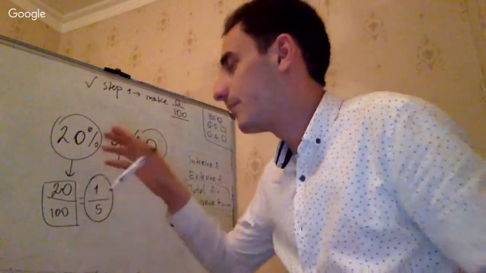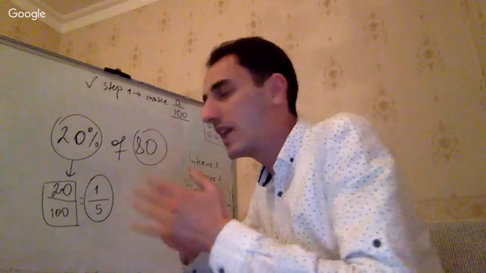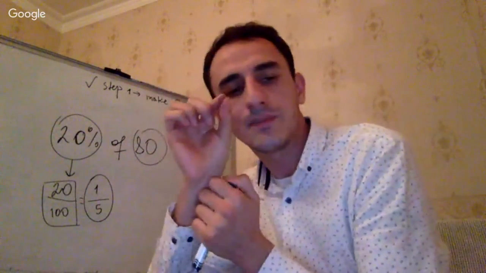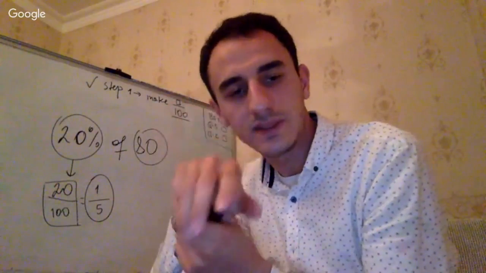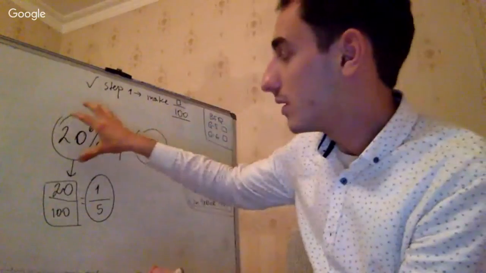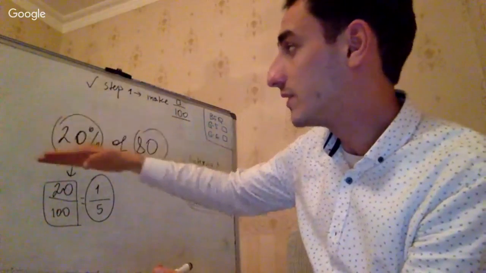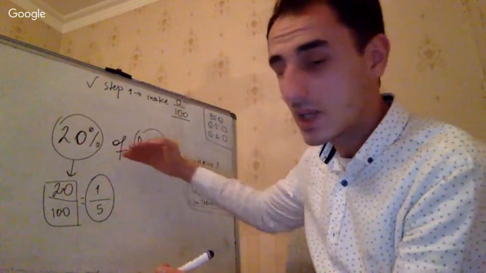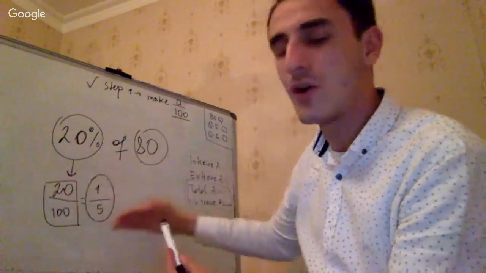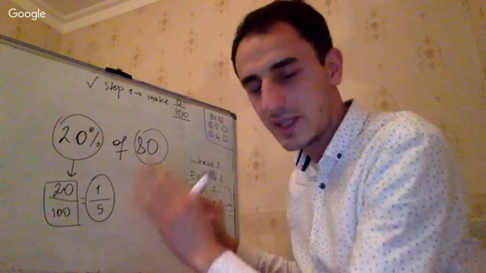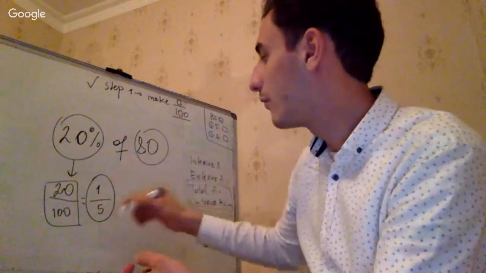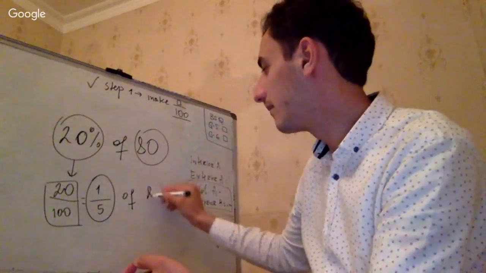So now my problem turns into fraction of the quantity. And there is a good and very close relationship between percentages of amount and the fraction of the quantity. My given problem was find the 20% of 80. Now I'm going to find 1 over 5 of 80. They are the same. So 1 over 5 of 80.